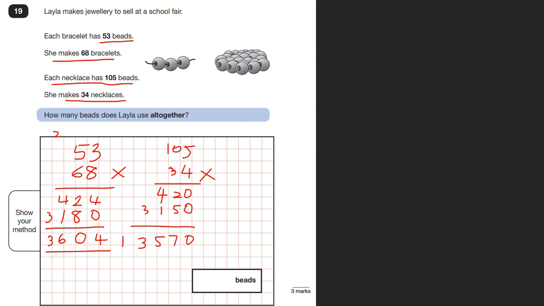So now you add these together. 0 plus 4 is 4. 7 plus 0 is 7. 5 plus 6 is 11. 4 plus 3 is 7. 7174. 7174 is the correct answer for question number 19. A few more questions to go.